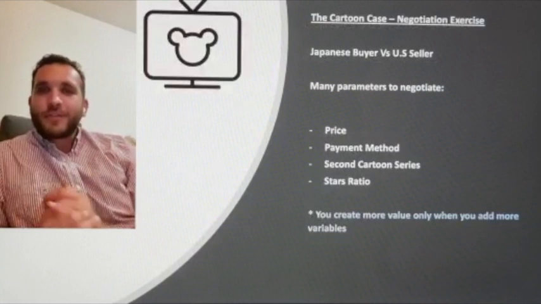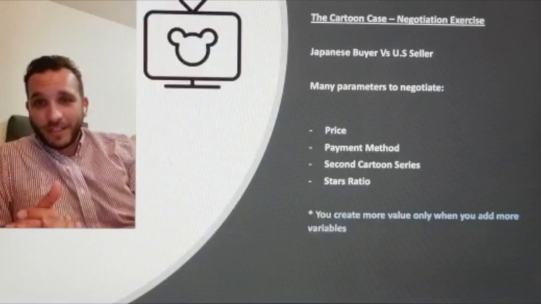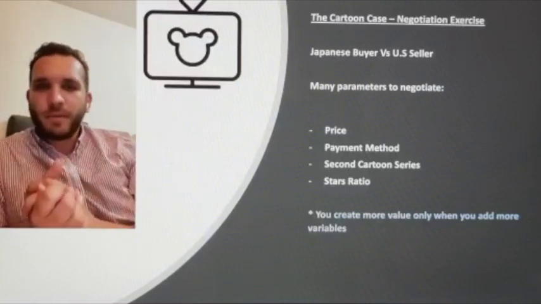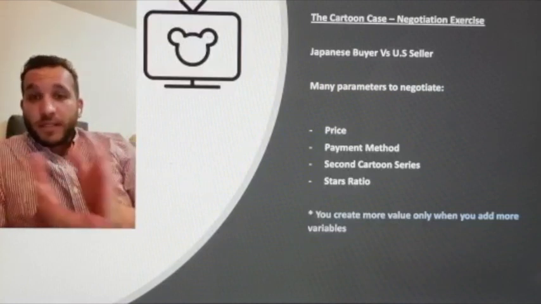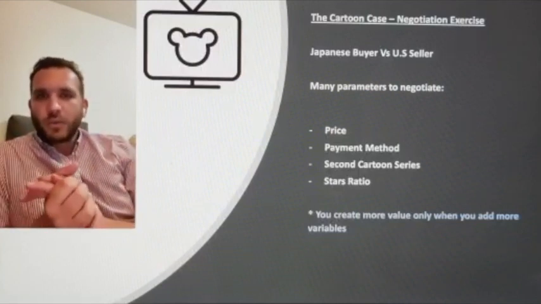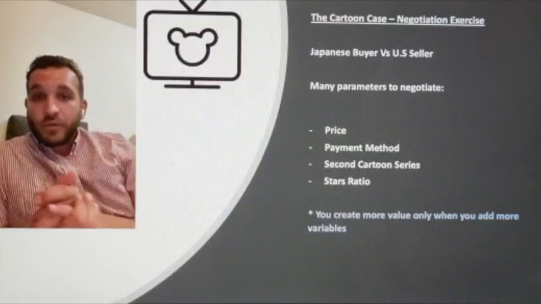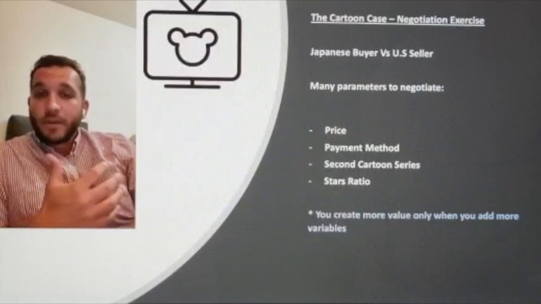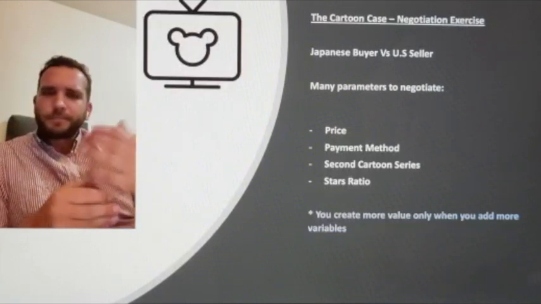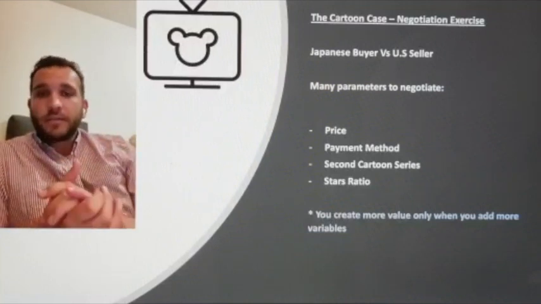In the last part of session 3 of the negotiation course, we had to, yes, you guessed it, negotiate. It was an exercise between a Japanese buyer and a US seller. Let me very briefly explain the story. The US seller was a film producer with a cartoon film series for kids, and the Japanese buyer wanted to buy. They had to negotiate about the price and different elements of that.